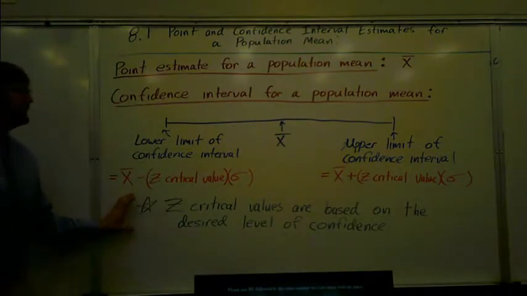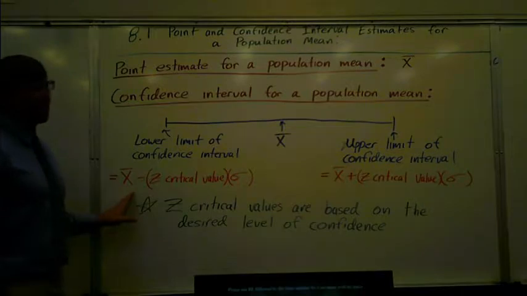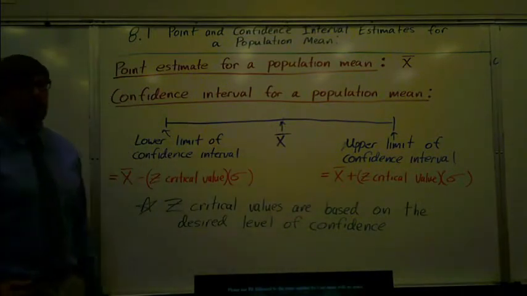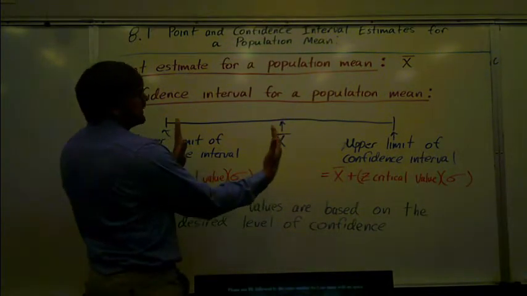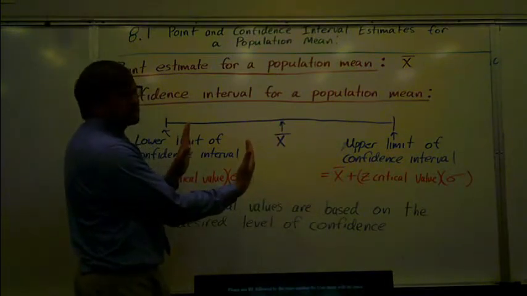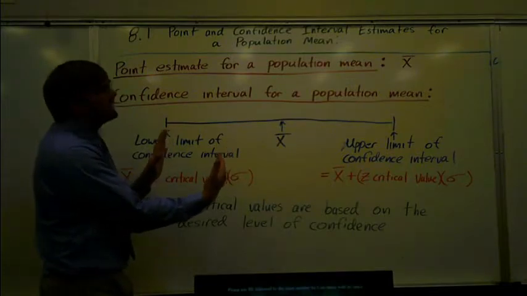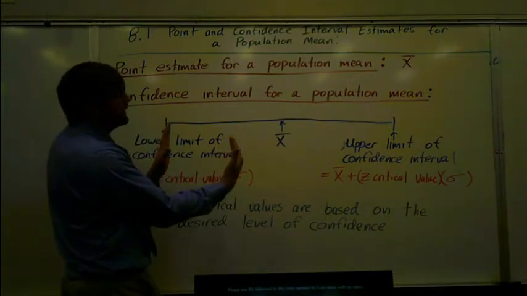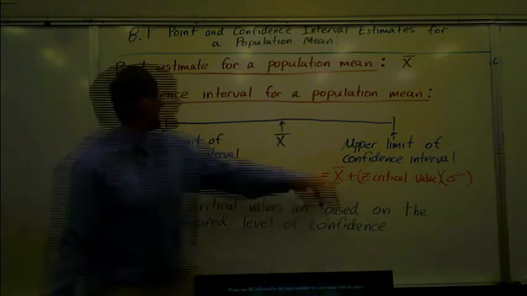Now these z critical values are based on the desired level of confidence. Sometimes you might want to be, say, 80% confident that the interval you created contains the actual population mean. In that case, it's probably going to be a pretty narrow interval, because 80% isn't all that confident. But let's say you want to be 95% confident that this interval contains the actual population mean. It's going to get a little bit wider, because these z critical values are going to be higher.